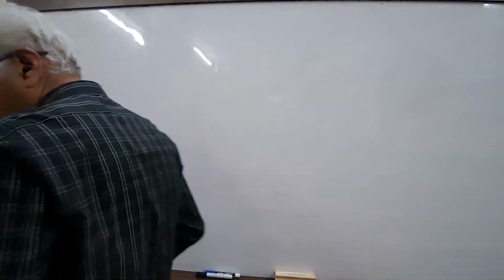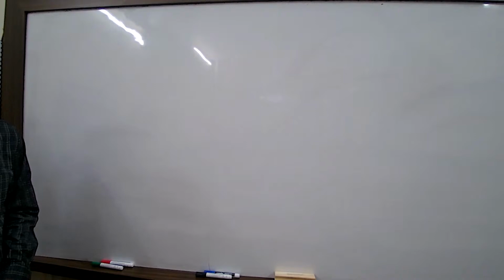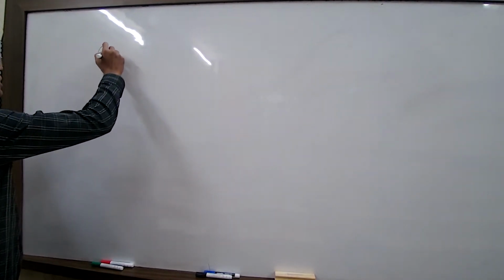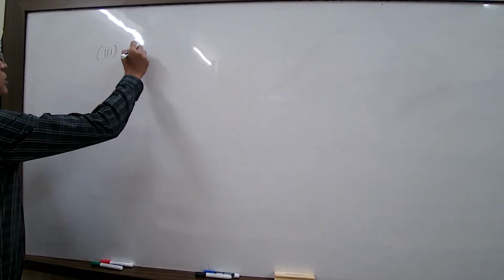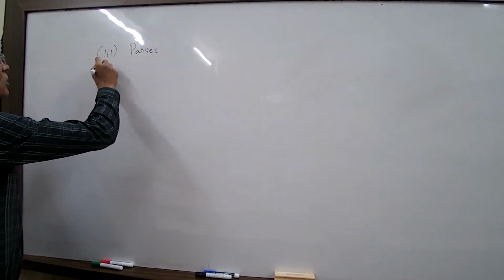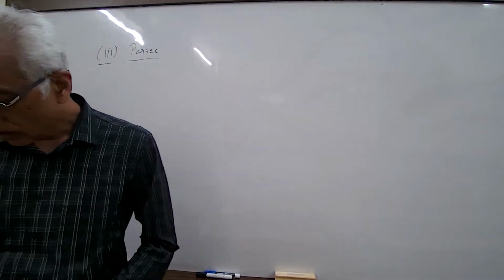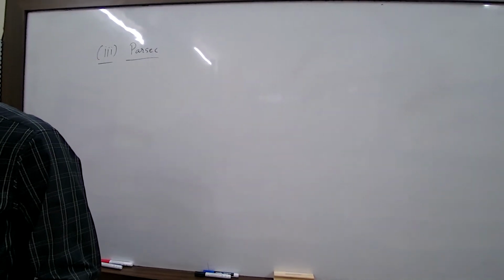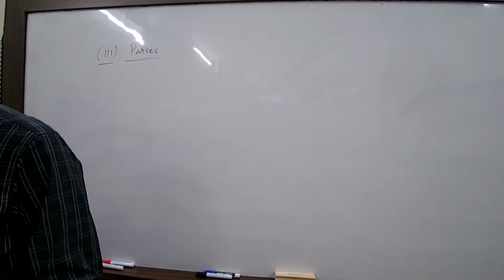Okay. Next is parsec. So this is also a large length. So what is 1 parsec? Read in the book, what is 1 parsec? It says 1 parsec is the distance from where the semi-major axis of the orbit of Earth subtends an angle of 1 second. So what it means is, let's see.